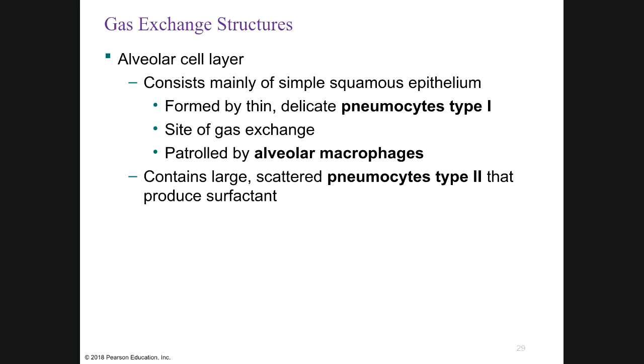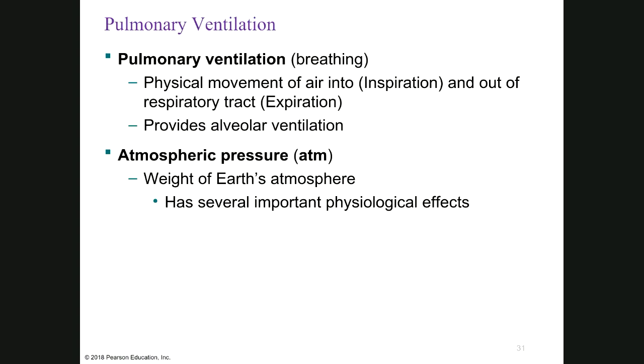We talked about this. So now let's talk about the pulmonary breathing cycle, the lung breathing cycle. We have pulmonary ventilation, which is the physical movement of air into the lungs, called inspiration or inhalation, and out, which is expiration or exhalation, and provides alveolar ventilation, all right? And this depends on the atmospheric pressure, which is ATM, that has several important physical effects.